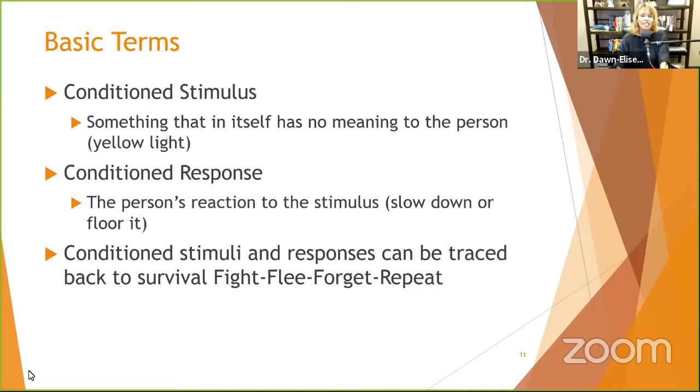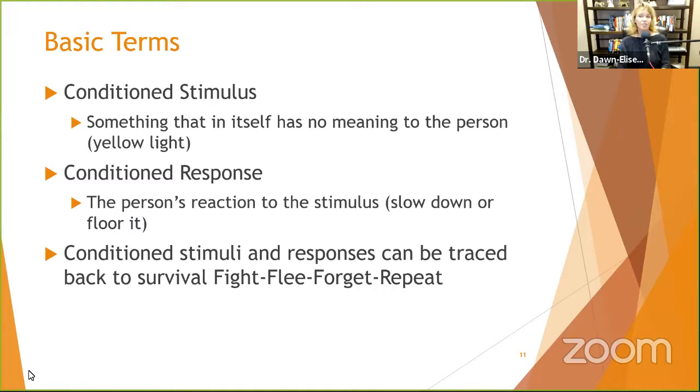Conditioned stimuli in general have no meaning to a person, but over time and learning experiences, people develop an understanding of them. Yellow lights to me mean slow down because it's getting ready to turn red. Yellow lights to my mother mean gun it because I don't want to sit at the red light. So a yellow light means something completely different to us.